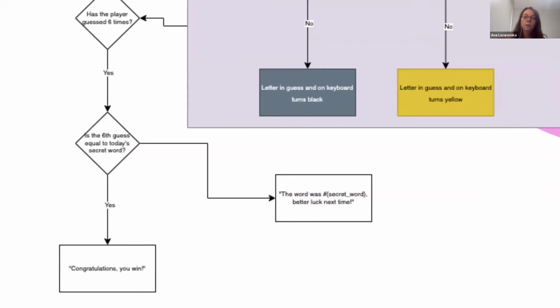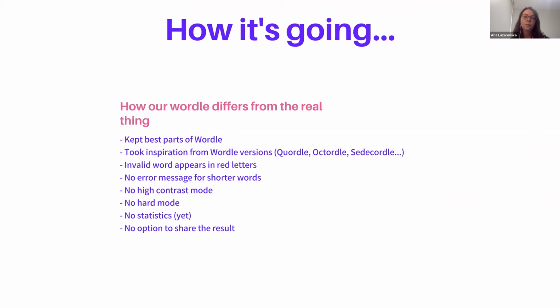So finally, if the player did not guess 6 times and did not make a correct guess, the game will continue the same way, in a loop. But if the player made 6 incorrect guesses, they get a game over message, and the win message is displayed if a correct guess is made on the 6th try as well. So next one. And that's about it. Our Wordle app is not much different from the original Wordle.